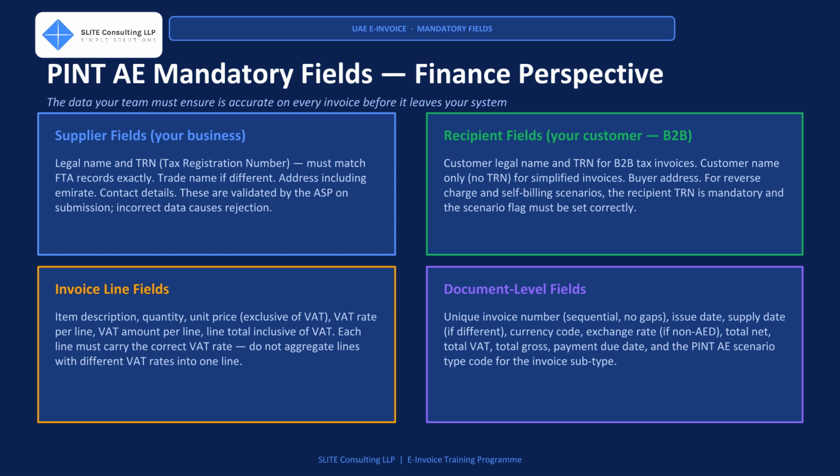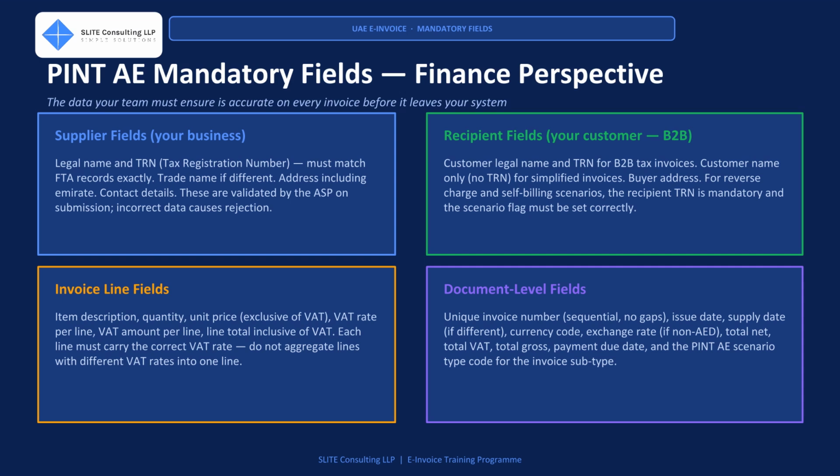For reverse charge and self-billing, both sets carry extra flags. Document fields: invoice number, issue date, supply date, currency, document type, and the PINT AE scenario code. Line items: description, quantity, unit price, VAT rate, VAT amount, and line total. VAT totals: taxable base, VAT amount, total payable, and any reverse charge or zero-rated indicators.